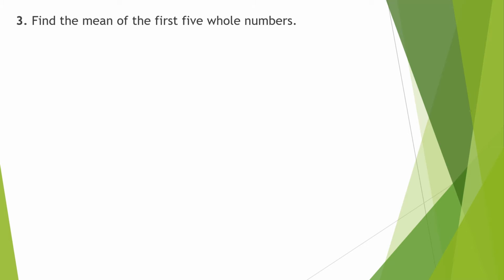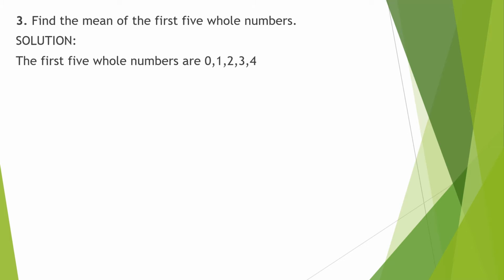Next question. Find the mean of the first 5 whole numbers. So children, first we can write the first 5 whole numbers. The first 5 whole numbers are 0, 1, 2, 3 and 4.